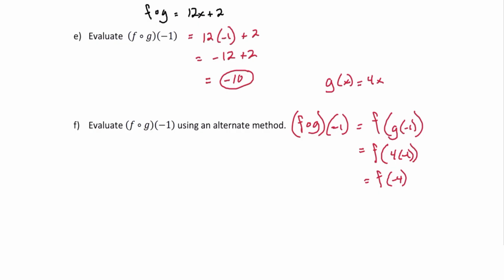And now we're evaluating f. And again, from earlier, f of x was 3x plus 2. So now evaluating the f function, we have 3, replace the x with negative 4, plus 2. That's negative 12 plus 2, which is negative 10.